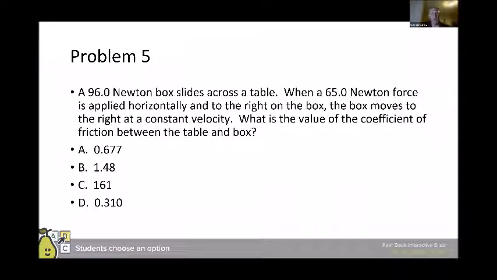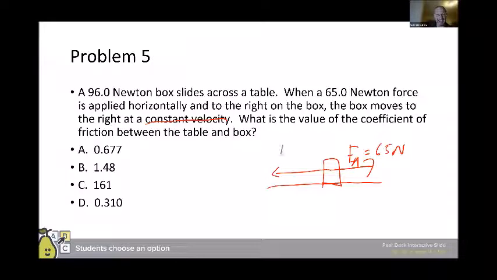All right, so here's another one. Similar problem. This time, again, 65 newtons of applied force. The box moves at a constant velocity again. What's the value of the coefficient of friction? So again, we know this time that the frictional force has to be 65 newtons because it has to balance out this applied force going to the right.